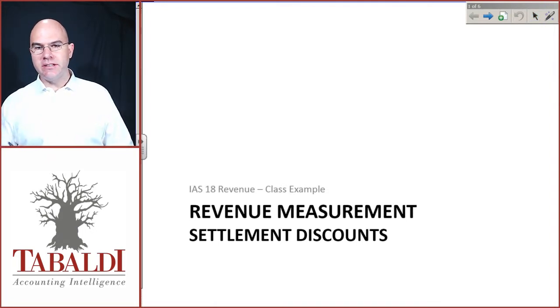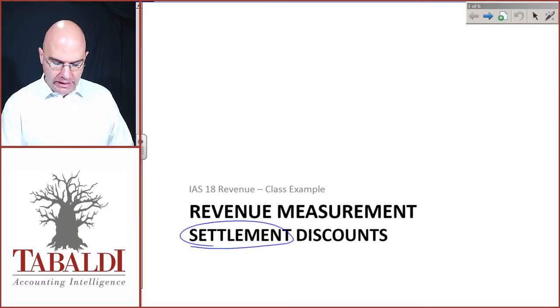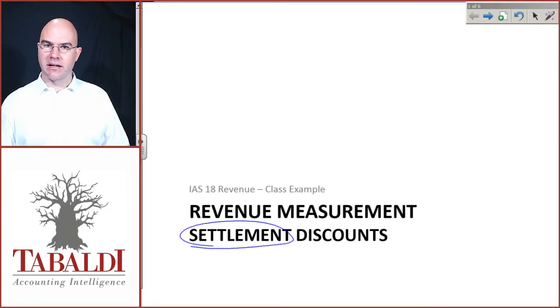Welcome. Today we continue with the discussion on the treatment of discounts within revenue, but today's class example is going to be with regards to settlement discounts. This class example is going to be very basic with no change in estimate.